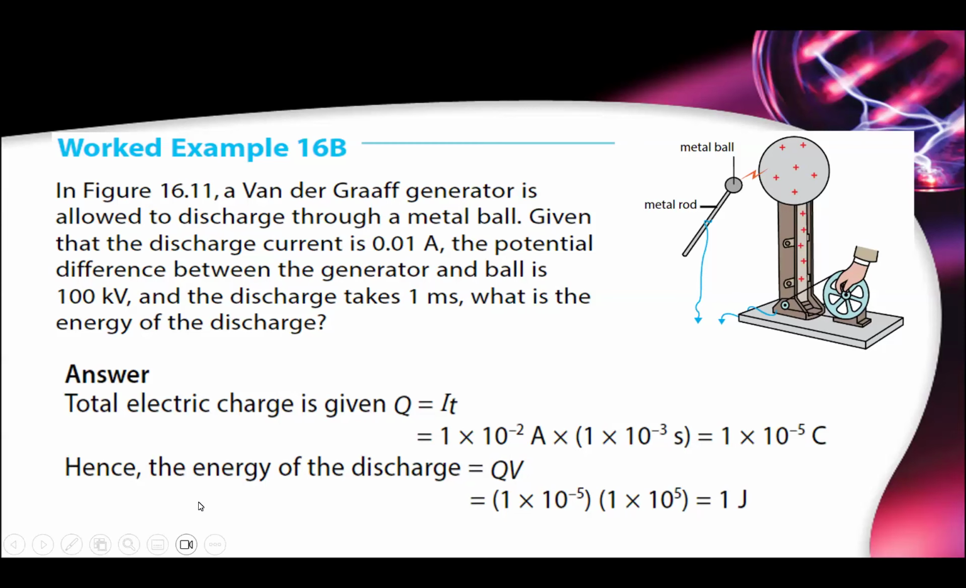And then after that, I want to get the energy, which is work done. W equals VQ. So the voltage, 100 kilovolts, times the amount of charge, 1 times 10 to the power minus 5. And then I get 1 joule.